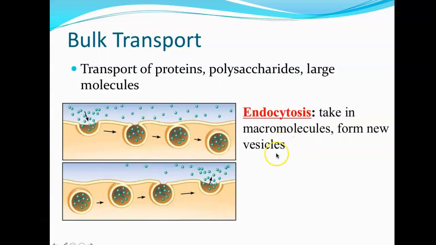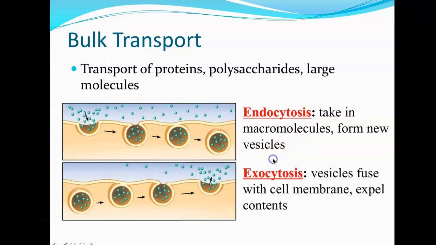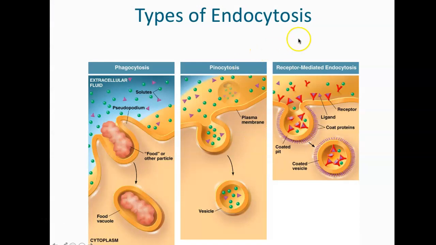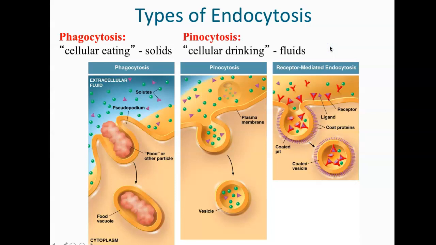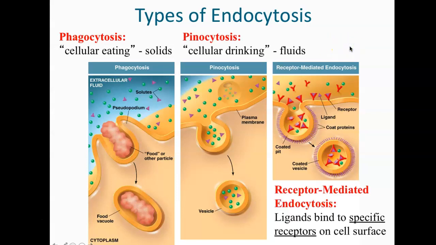All right, so endocytosis takes in macromolecules. Exocytosis is going to free. So endo brings in using the membrane and a vesicle. Exocytosis dispels them or secretes them, whatever word you want to use. Pushes them out using a vesicle and the membrane. See how the vesicle fuses, releases them. It's pretty cool. So that requires ATP. There's three types of endocytosis. Phago is cellular eating, pino is cellular drinking, and then receptor mediated.